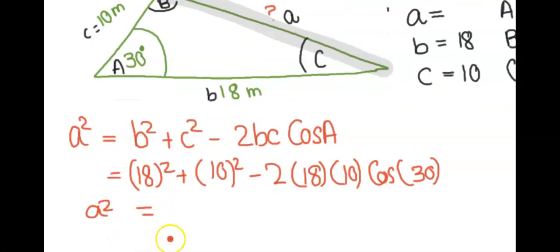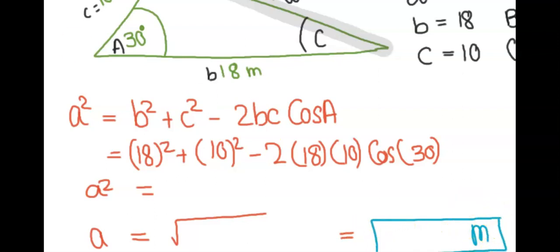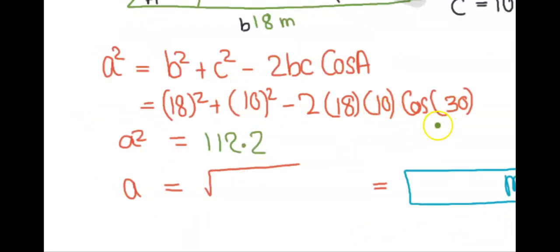Once you got a square, that's not the answer. Make sure whatever answer you get, you need to square root that one. Once you square root the answer, that will be your answer. And then we look at the units. The units were in meters, so that answer will be in meters, and this will be your final answer. Make sure your calculator is in degree mode. If it's not in degree mode, it will give you an incorrect answer. You square root the answer and you will get 10.59.